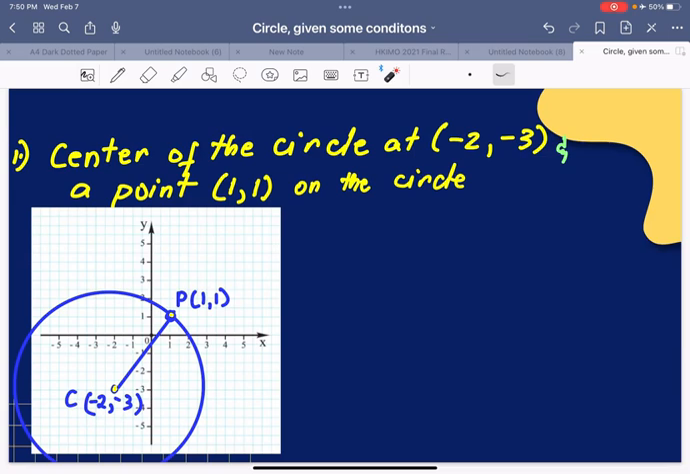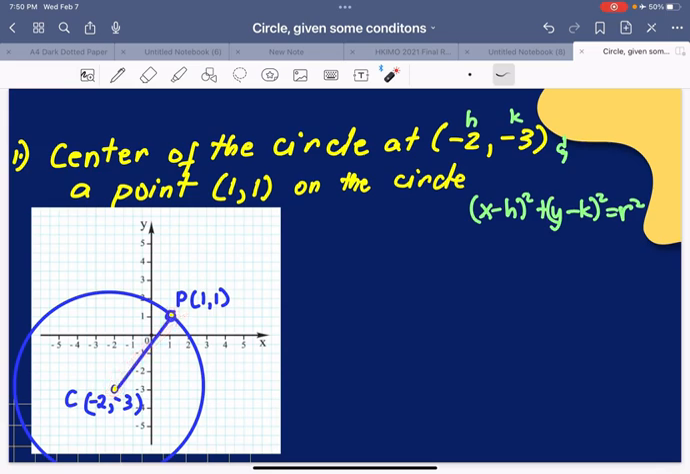So if we're going to use the formula (x - h)² + (y - k)² = r², we don't have a radius yet in the given situation. We already have the center, that is our h, k, and r is unknown. So we need to find first what r is. Since we're given the 2 points, we're going to define the distance of the center and a point on the circle.